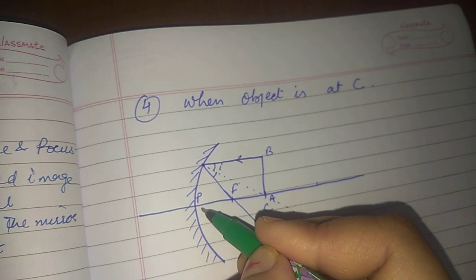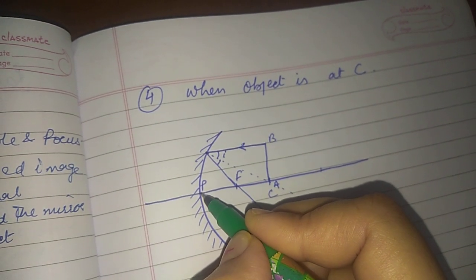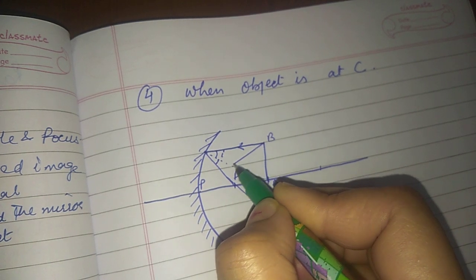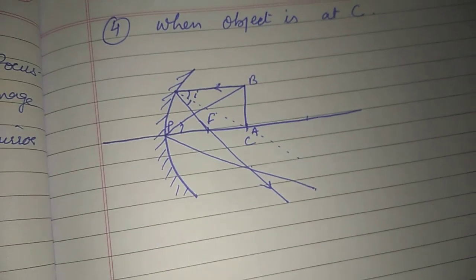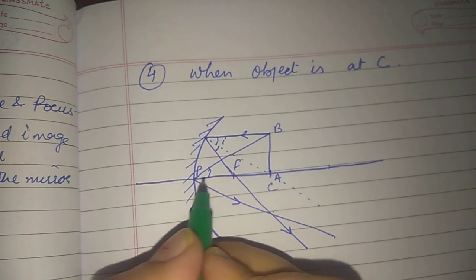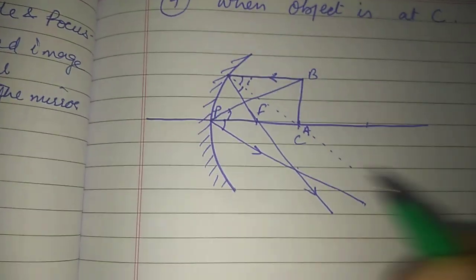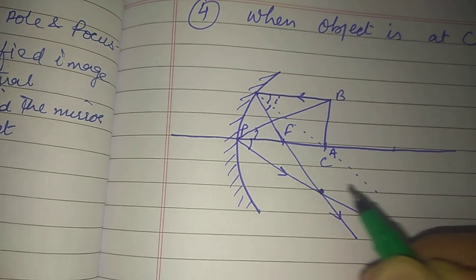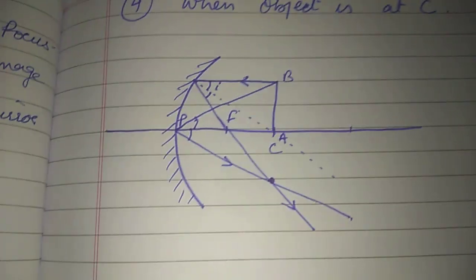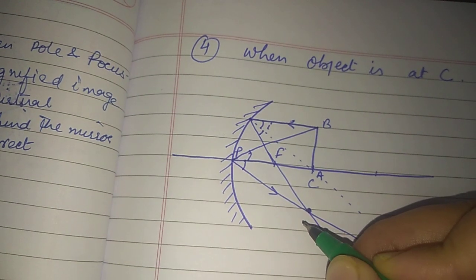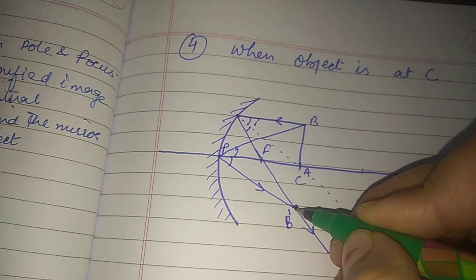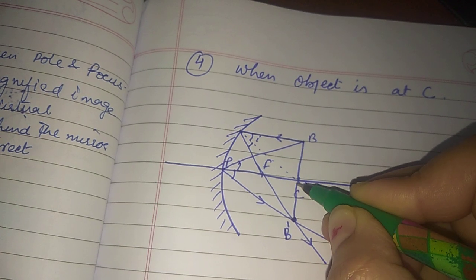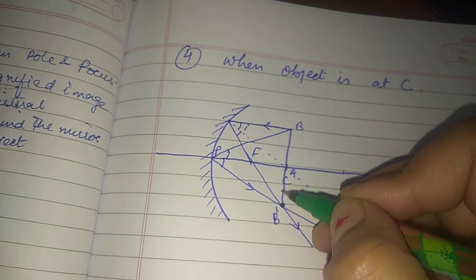And second ray you can consider to be falling on the pole. This is the angle of incidence. So the reflected ray I have drawn. Now you can see both of the rays are going to meet at some point, and this point is here. Now this is the image of point B. And for the bottom of the object you can draw, oh, this is exactly at the same position.